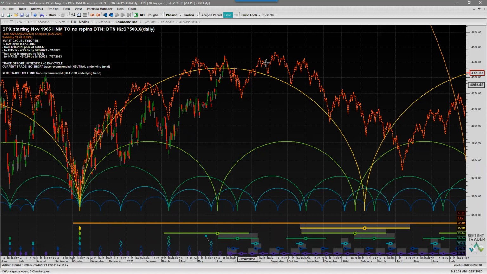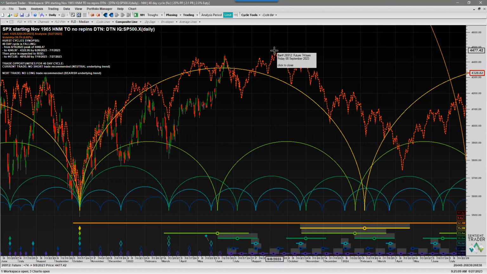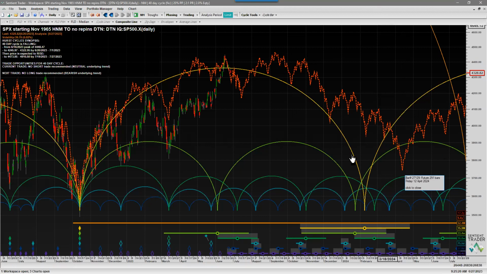And then it's projecting that the market would stay up, possibly through early to mid-September, before it gets into the final, and I believe this is when we get a recession, down into April of next year.